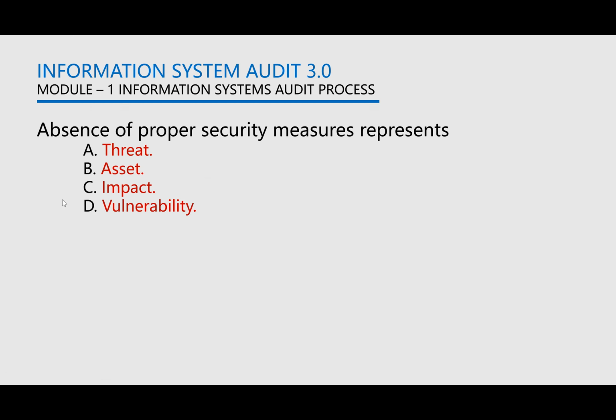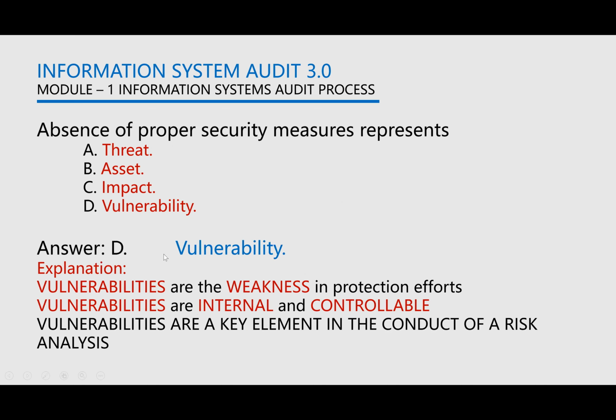D. B? Maybe vulnerability, sir. Absence of proper security measures represents. Dear, I have already said it's a weakness. I have not locked my door properly. That is, I am using improper security measures for locking the door, which means this is internal and it could have been maintained. A threat is external.